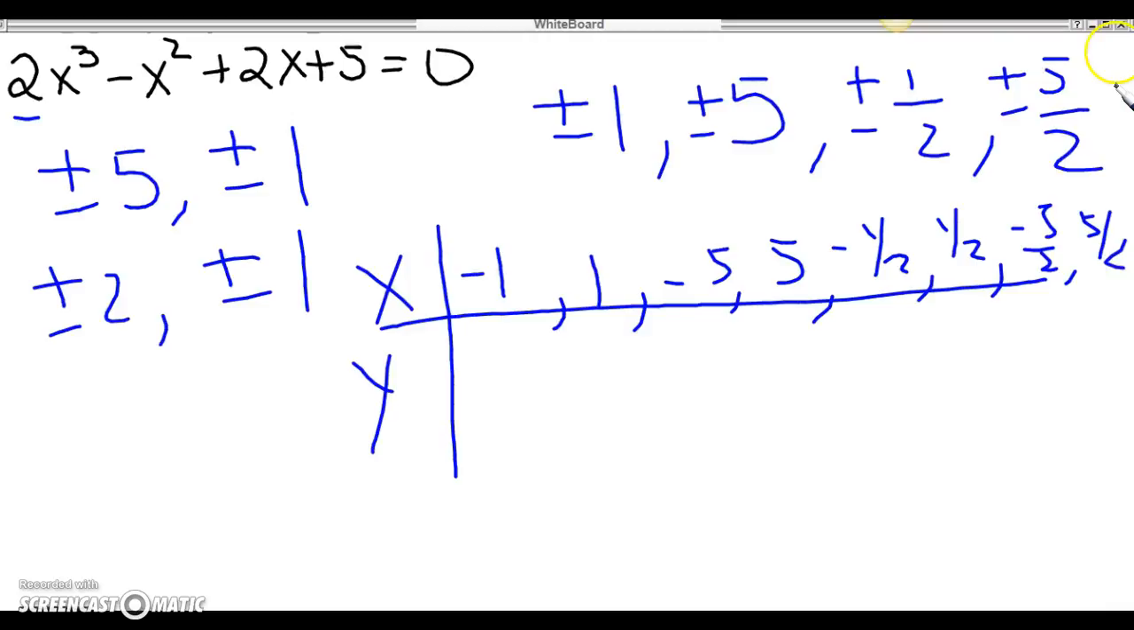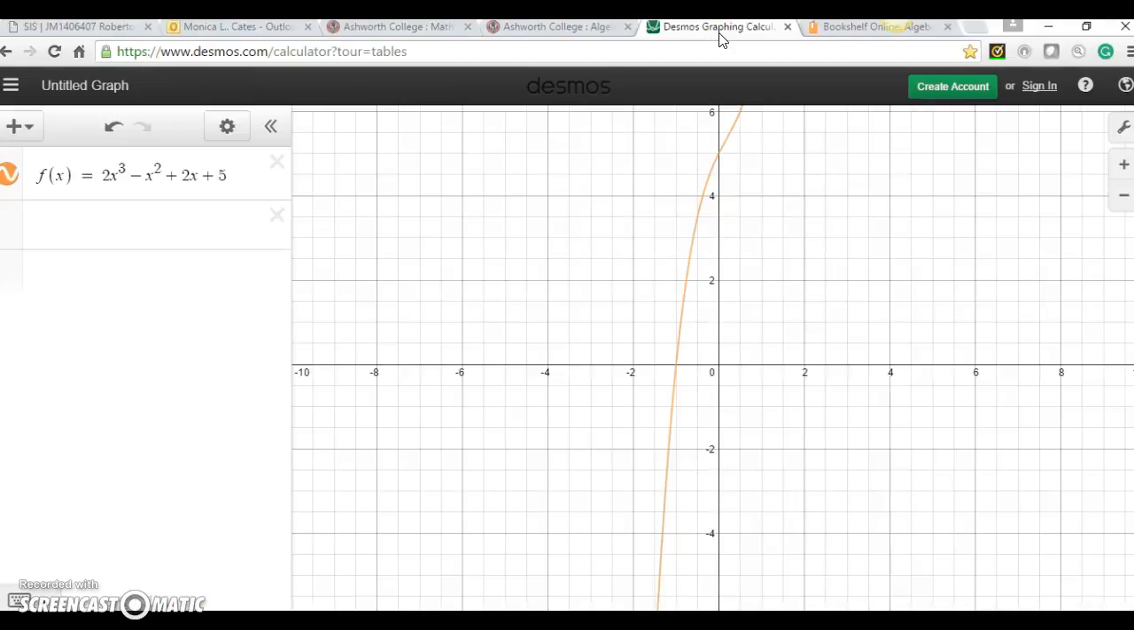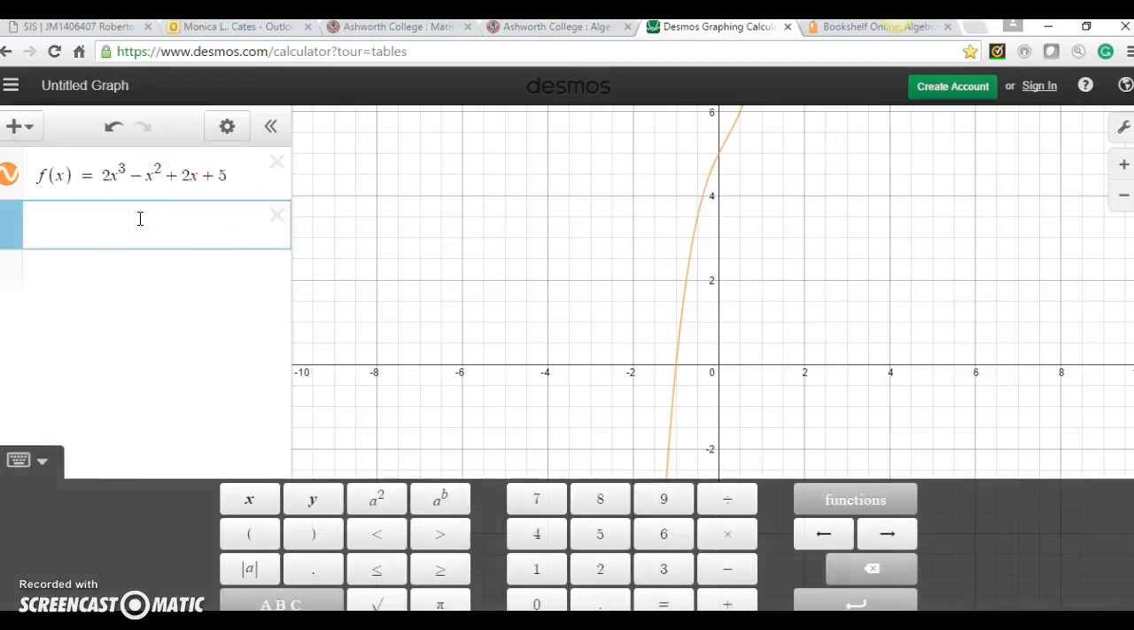And so they did the chart for us. And I'm going to cheat. I'm going to use a calculator. I don't want to do all this stuff by hand. I'm just plugging these values in for my x value, and I'm going to use this online free graphing calculator at www.desmos.com. As you see, I already have it plugged in: f of x equals 2x to the third minus x squared plus 2x plus 5. And I want to find those values. So I'm going to put my first value of negative 1.